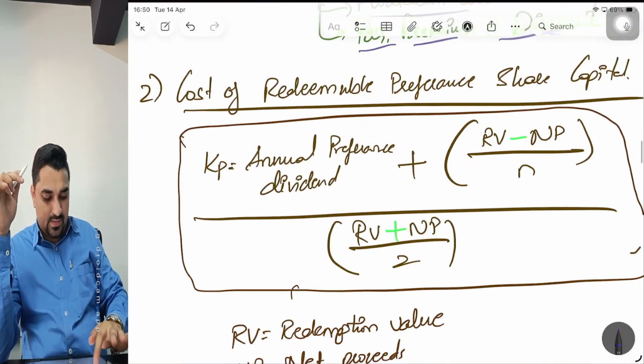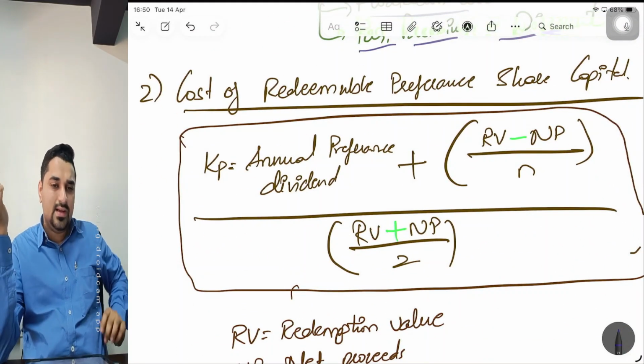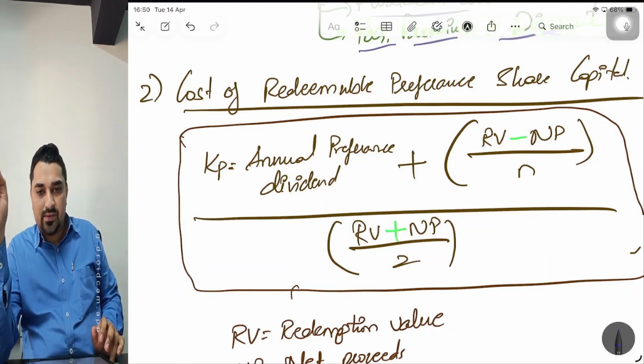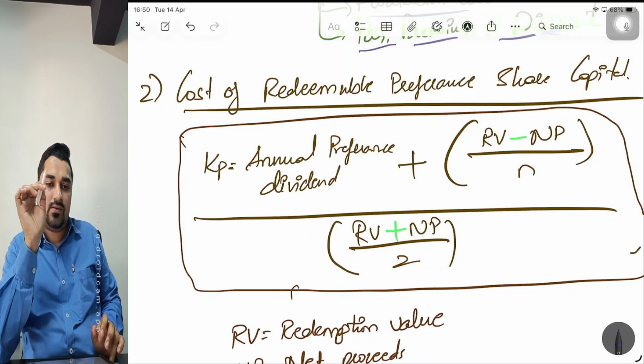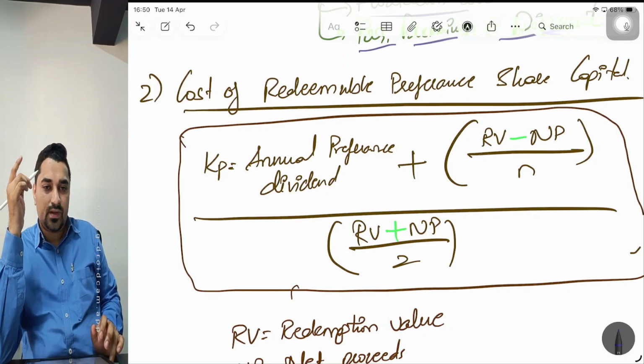Coming to cost of redeemable preferential capital. Again, what is the formula? Our formula is very simple. KP equal to annual preference dividend plus RV minus NP divided by N, the whole divided by RV plus NP divided by 2. Exactly similar to cost of redeemable debt.